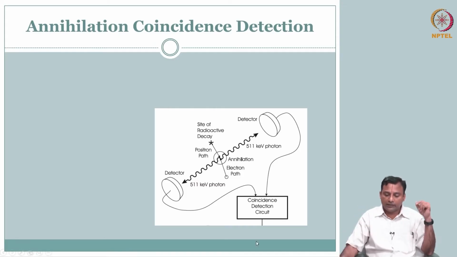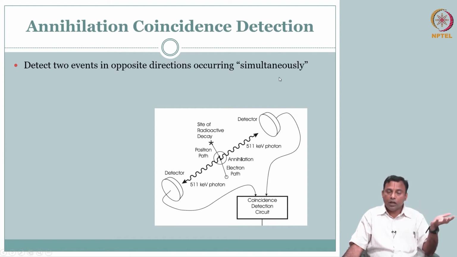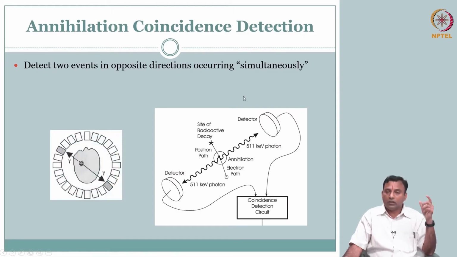After I detect it, as long as I can go back and say which two photons hit simultaneously, if I can have a threshold, then I can say in timing that these two are near simultaneous and therefore they correspond to the same activity along the line. So, in that sense, I do not need to worry about my Compton scattering. So, I can remove the collimators. So, detect two events in opposite directions occurring simultaneously. Of course, what is simultaneous is within some tolerance.